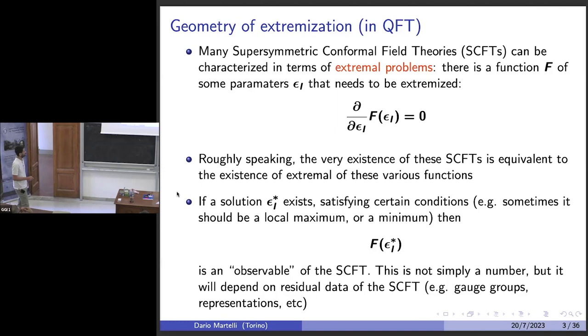So roughly speaking, the very existence of these conformal field theories is equivalent to the existence of a solution to this equation here. If there is a solution, then under certain conditions, you plug back the critical values of the parameters, and this object becomes an observable, again, whatever that means, an object that characterizes the field theory. It's not simply a number, it's something which may depend on all of the details that, for example, appeared in Sarah's talk, all of the gauge groups, ranks, representations, etc.